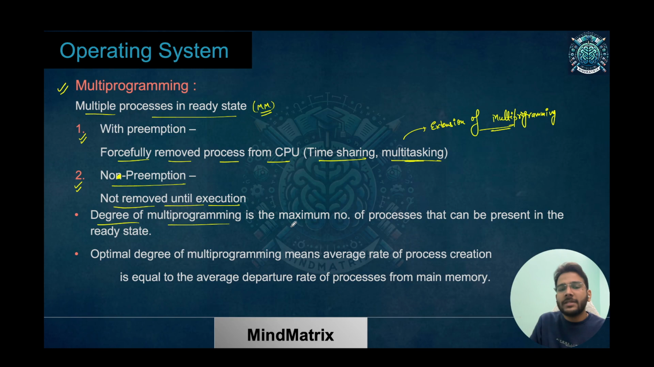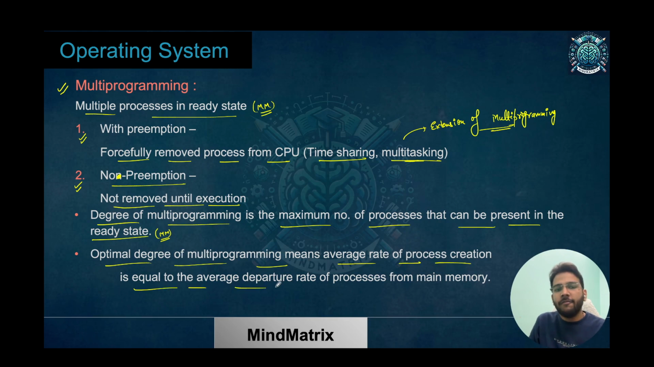Degree of multiprogramming is the maximum number of processes that can be present in the ready state, that means in the main memory. Optimal degree of multiprogramming means the average rate of process creation is equal to the average departure rate of processes from the main memory. That means the approximate number of processes that you are creating is equal to the number of processes that are completing their execution and moving out of the main memory. So that is the optimal degree of multiprogramming.